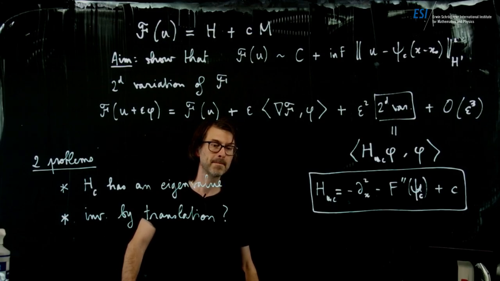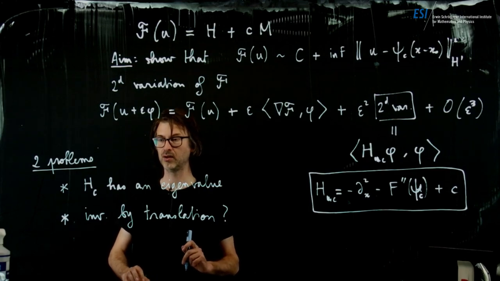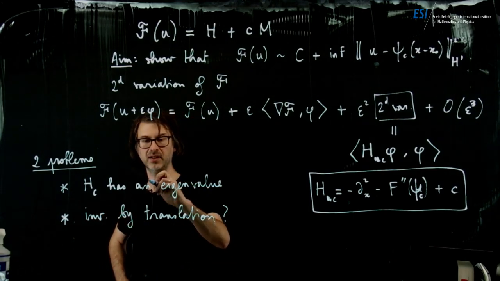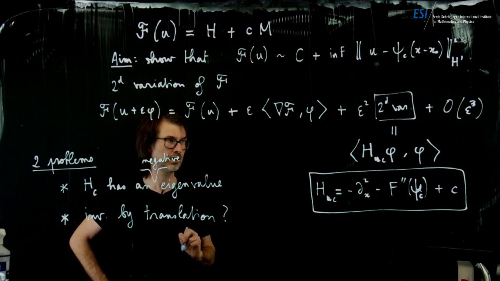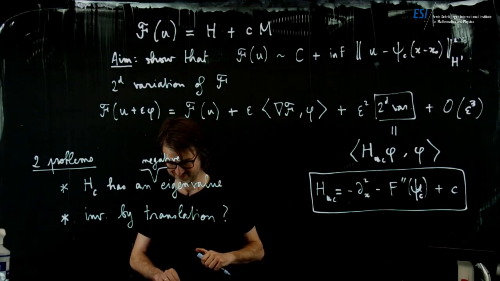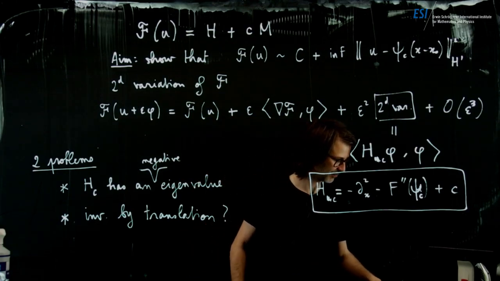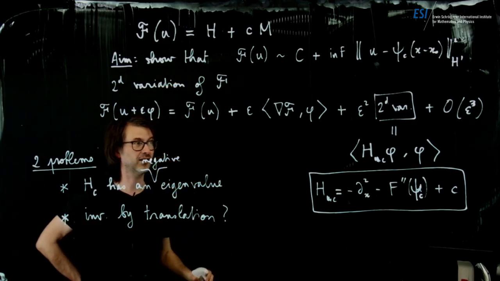Sorry? The eigenvalue you are talking about, is it the derivative of psi c? That's right. No. The derivative of psi c is a zero mode. Yes, but it's an eigenvalue. It is in the kernel, but what other eigenvalue are you talking about? Oh, yes, that's a good point. HC has, I should say, a negative eigenvalue. Is it obvious? I'm going to come to that in a second. Okay. Any other questions?